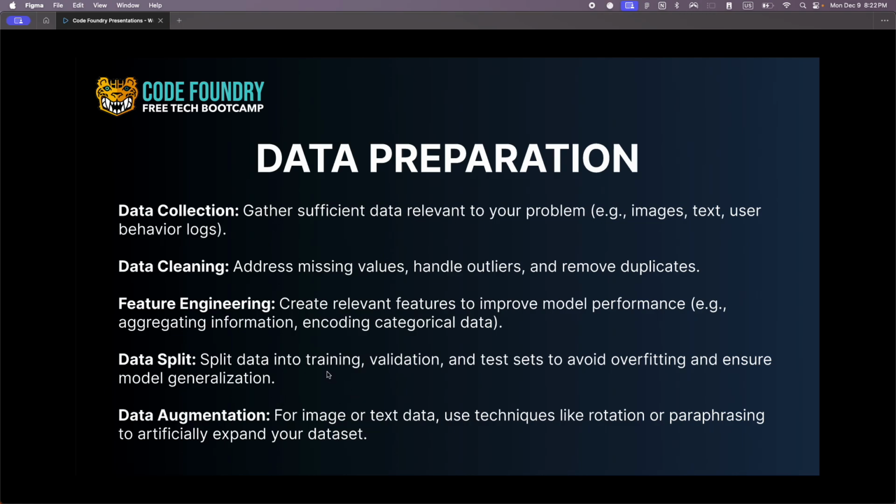Splitting data into training, validation, and test sets is really important. This allows us to train the model off of a certain amount of data, and then validate our model with a certain amount of data. So we're training it, then we're validating it, and then we test it finally with a certain amount of data after we've trained and validated it. And this is to avoid overfitting and ensure our model is generalized.